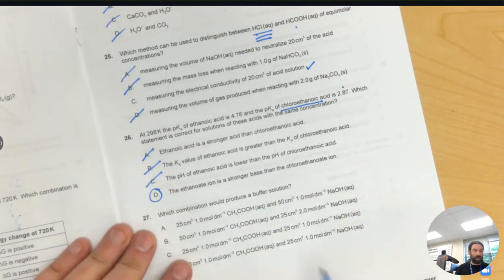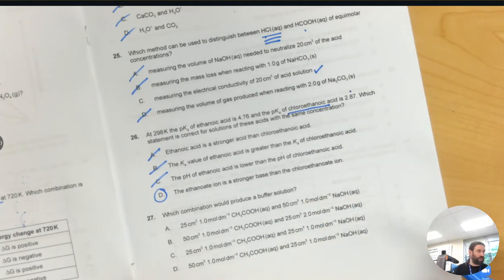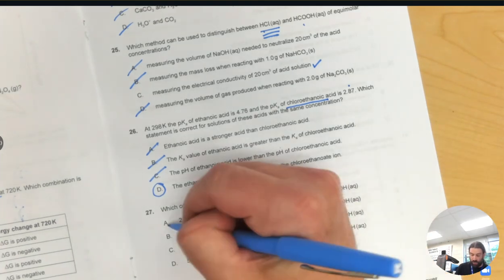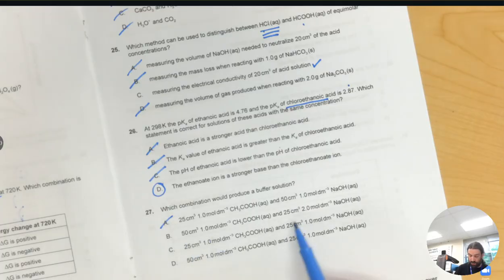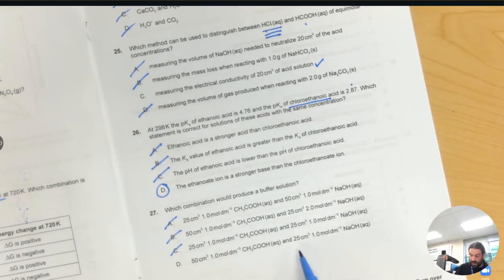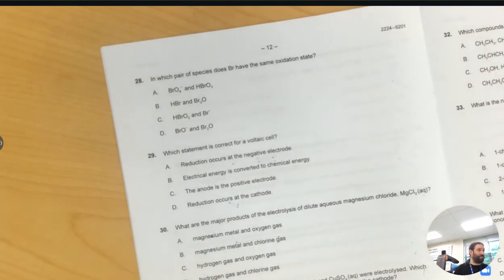Which combination would produce a buffer? So we've got the same weak acid and strong base here. So we want to pick the one that shows only partial neutralization of the weak acid. So here we have 25 and 50. More base means full neutralization. Here's 50 and 25 times 2, that's equal moles, so exactly equal neutralization. 25 and 25, again, equal. 50 of the acid, 25 of the base would partially neutralize, so D. I gotta be honest, this is not all that bad a paper one either.